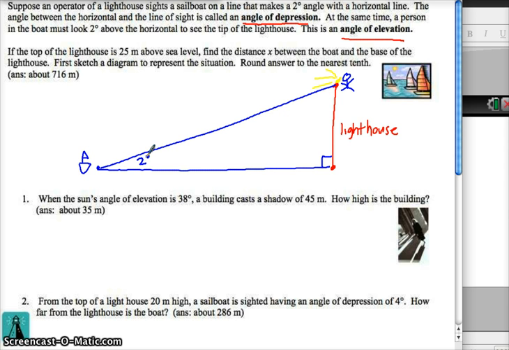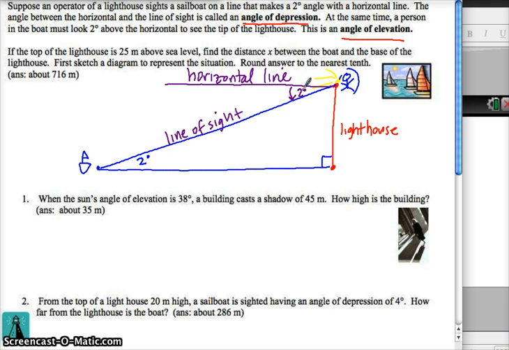But it says, suppose an operator of a lighthouse, that's this guy up here, sights a sailboat. So he is looking down. This is his line of sight right here. Sights a sailboat on a line that makes a 2-degree angle with the horizontal line. So here's my horizontal line. So this is the horizontal line. This is his line of sight right here. So it says that this angle is 2 degrees as well.